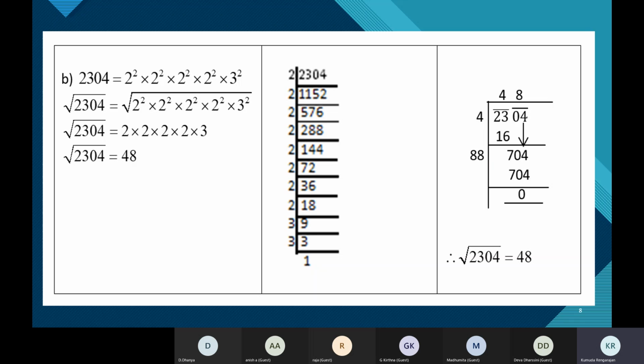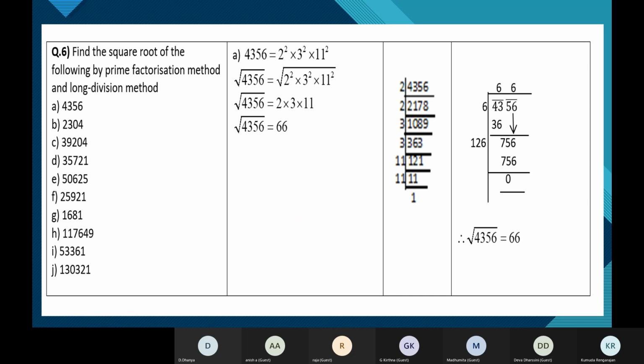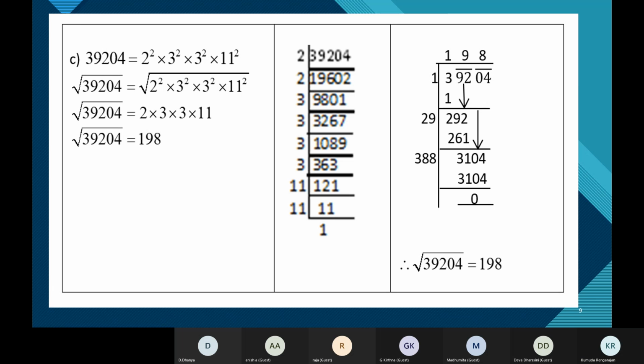What's the next one? What's the answer for C? 198, ma'am. 198. Okay. What about the others? 198.